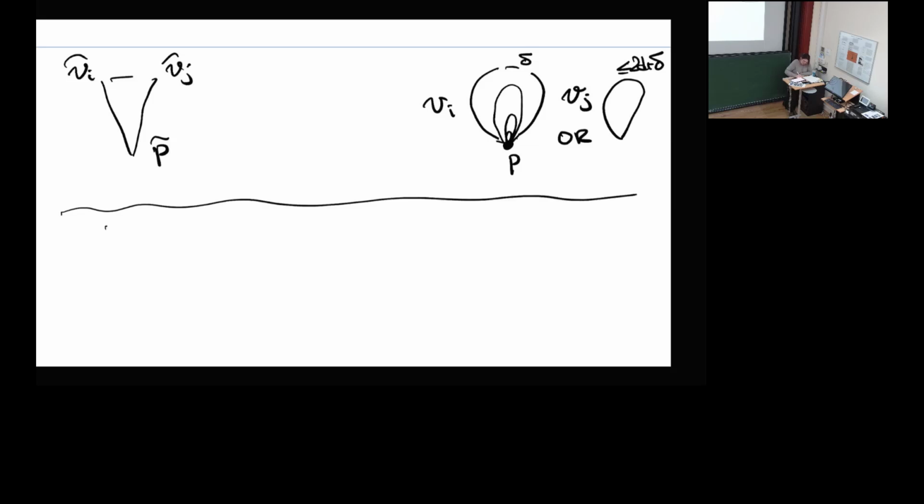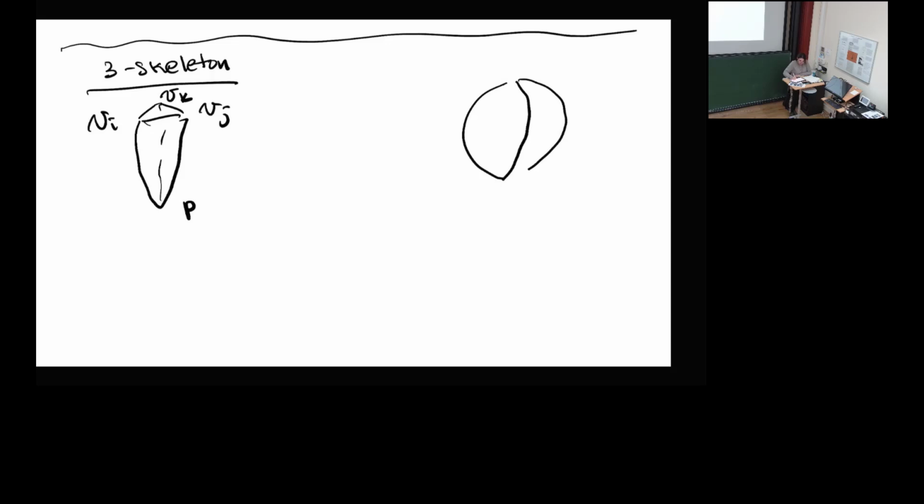Now we go to the 3 skeleton. Now we have something like this, and we know how to build this. There is a tiny simplex here. As before, I'm going to treat it as a point. We connect by 3 edges. We contract each of these as a loop, and at the back as well.